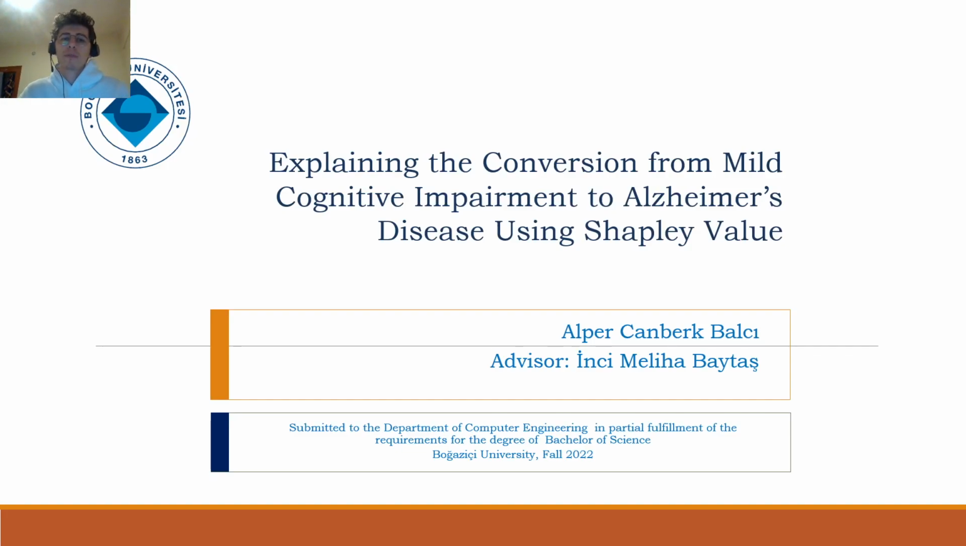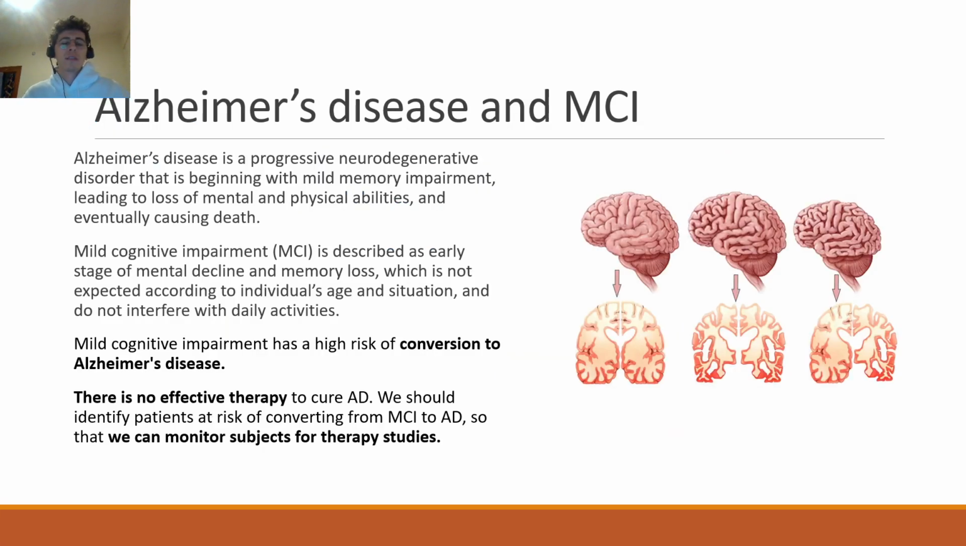Explaining the conversion from mild cognitive impairment to Alzheimer's disease using Shapley value. As I assume everyone knows about Alzheimer's disease, I will only say there is no effective therapy to cure AD. We should identify patients at risk of converting from MCI to AD so that we can monitor subjects for therapy studies.